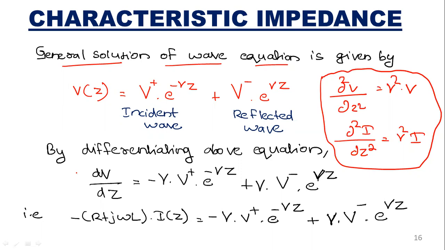Now moving ahead, we'll differentiate the above equation. So dV/dZ is equal to minus γ, because γ and V are looking alike, so it is minus γ into V⁺ e^(−γZ) plus γ into e^(γZ) into V⁻. That is the incident wave and the reflected wave. We are differentiating with respect to Z. And what is Z? Z is the direction along which the wave is propagating in the transmission line.